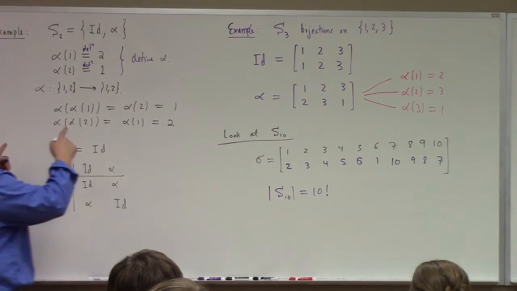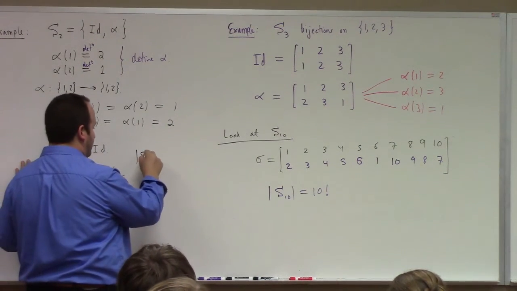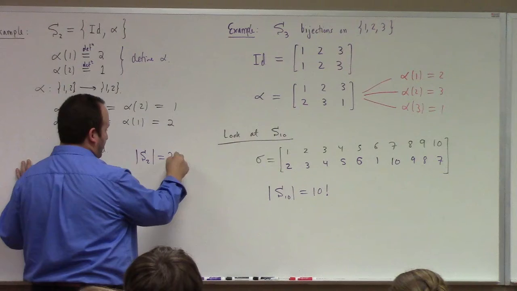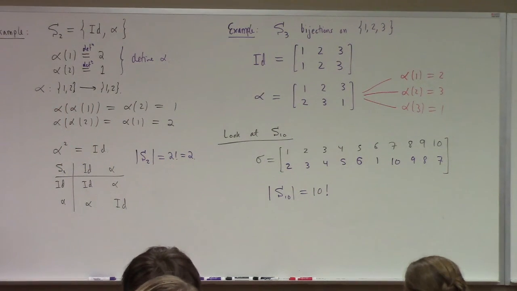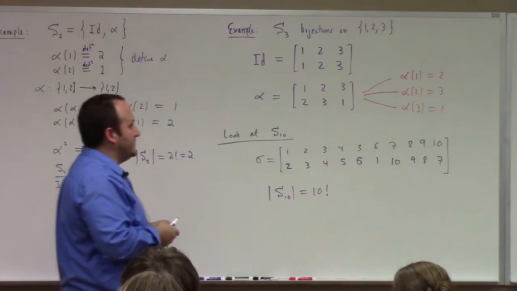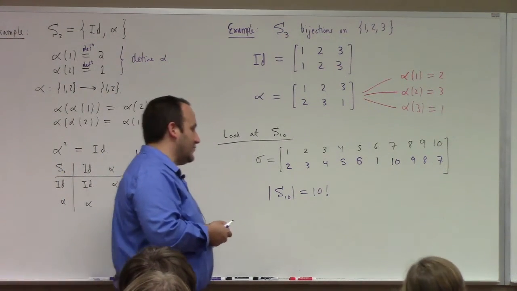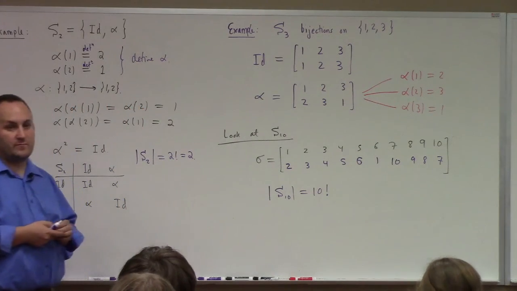But you notice over here that the order of S2 was what? 2 factorial, otherwise known as 2, right? There's 2 bijections on a set of 2 elements. On a set of 10 elements, 10 factorial. S3 is a little bit more manageable. What's the order of S3 if I keep working on that? 6, right?